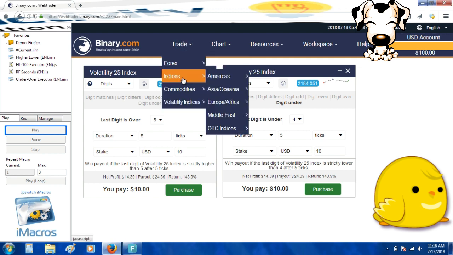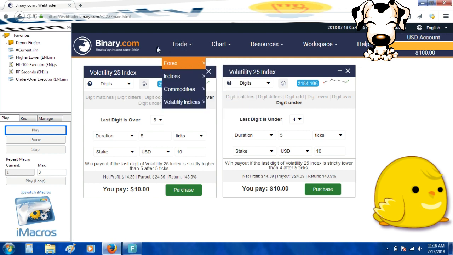Just go here at web trader. Okay, so open two indexes. Now select digits both here, and in first index select digit over, and in second digit under. Now I'm going to play a bot here.